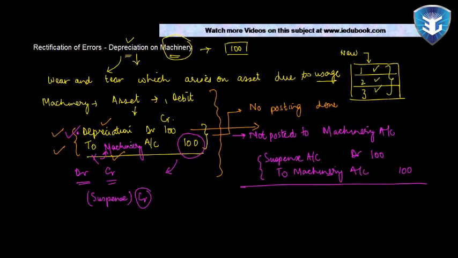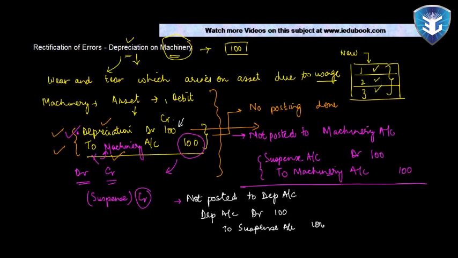What if instead of machinery, the depreciation account was not debited? So let's say the third case is not posted to depreciation account. Big deal. We know very well that if it is not posted to the depreciation account, we now need to do that posting. So we will debit the depreciation account by 100 and we will credit what? Of course, the suspense account, right? So these are some of the likely errors that can happen in case of depreciation on machinery.